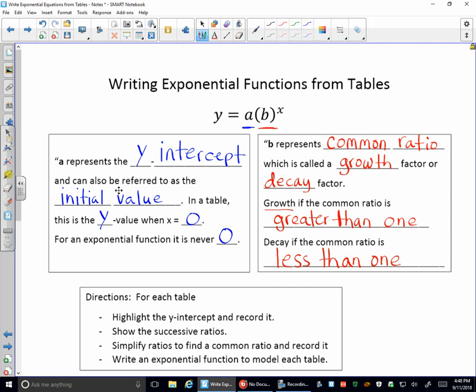Okay, so now our focus is finding that y-intercept, finding that common ratio, and putting it all together to write an equation of this form. Y equals a times b to the x. So let's take a look at our first example.